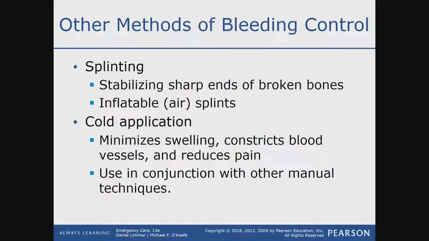Other options, of course, splint a limb in place. If you have a broken arm or a broken leg and the bone is protruding out, a bone is never going to cut smoothly. It's always going to be jagged. So if you don't splint that bone in place, sometimes it will cause more damage. So that's one way that splinting does help with bleeding.